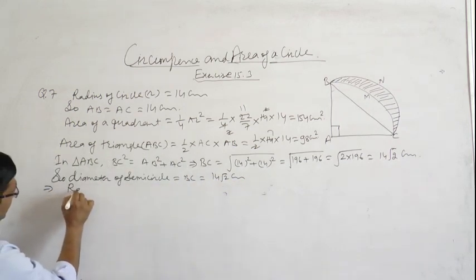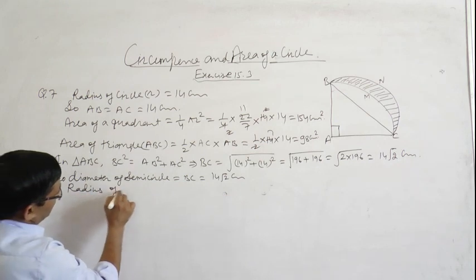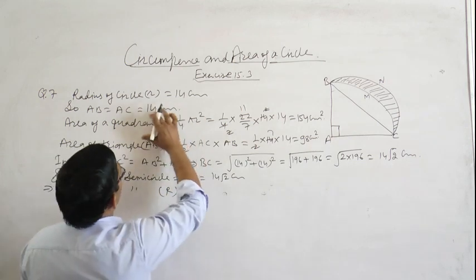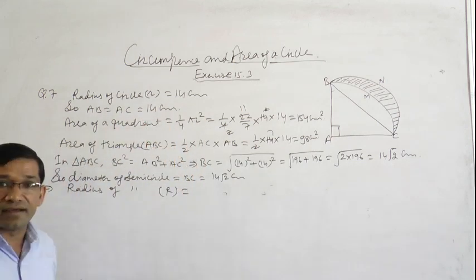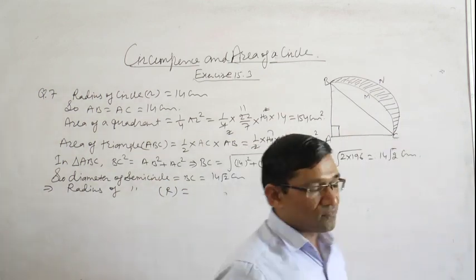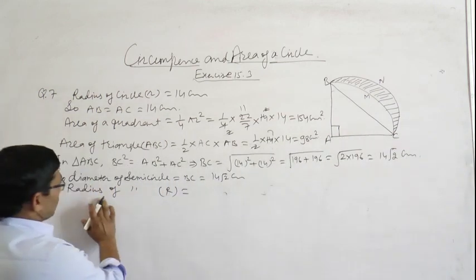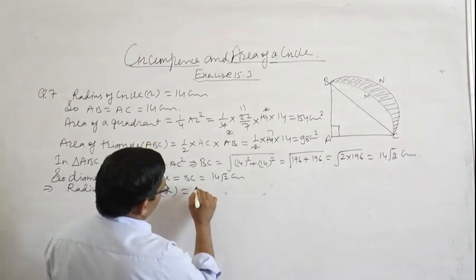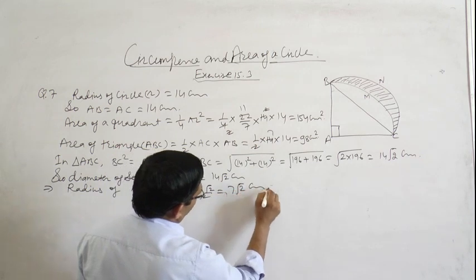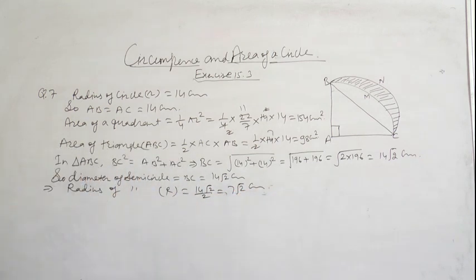Therefore the radius of the semicircle, which we represent by capital R, is, since small r is the radius of the circle and capital R is the radius of the semicircle, 14 square root 2 divided by 2, that is 7 square root 2 centimeter. So the radius of the semicircle is 7 root 2 centimeter.